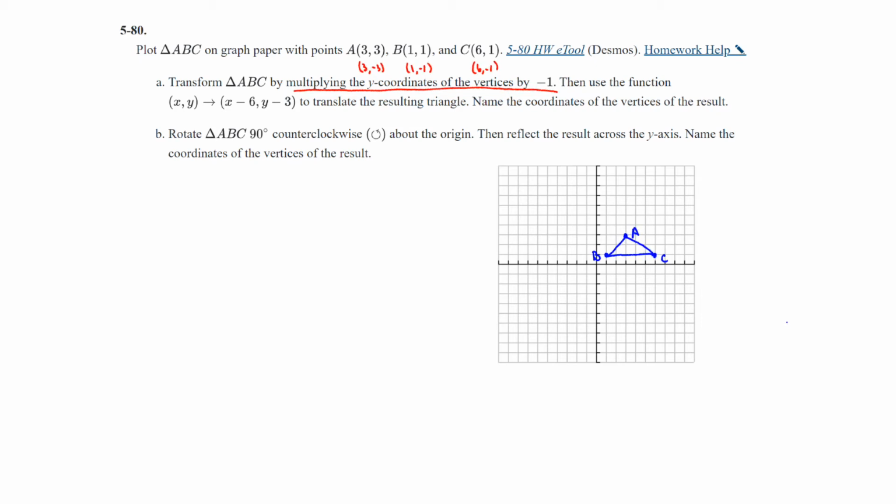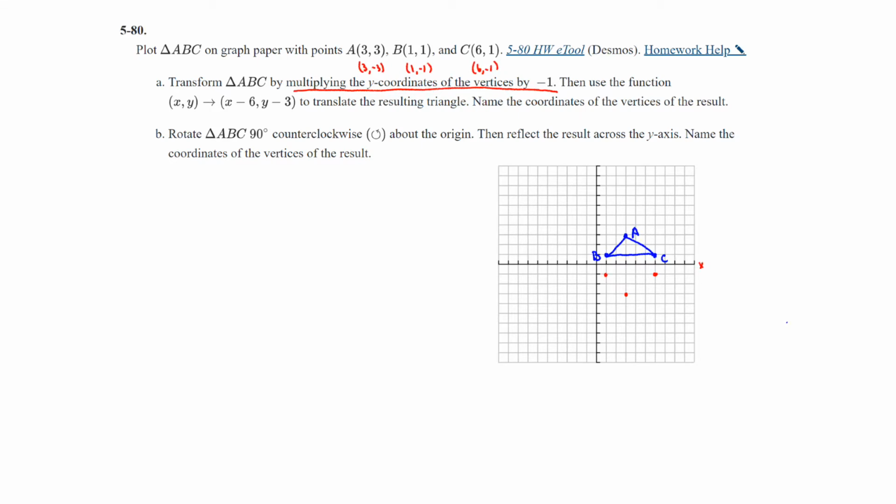Let's go ahead and transform that. Then it says to use the function (x, y) to subtract 6 from the x and subtract 6 from the y to translate the resulting triangle, and then we'll name the coordinates of the vertices of the result. Let me plot the new points, 3, negative 3, 1, negative 1, and 6, negative 1, just to show you. You can see that it just reflected over the x-axis.